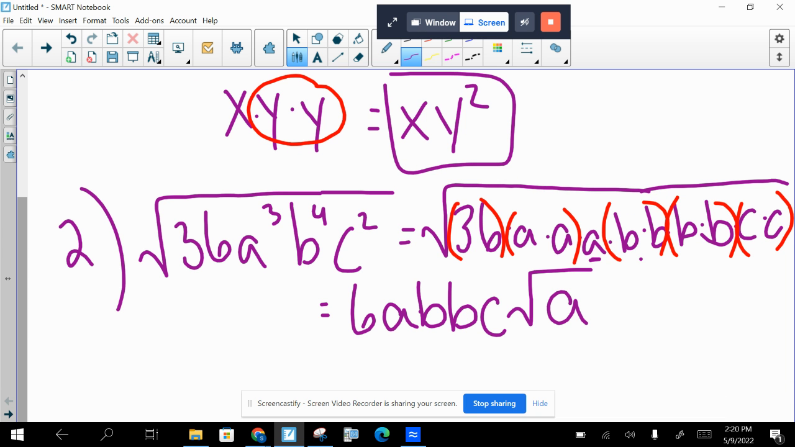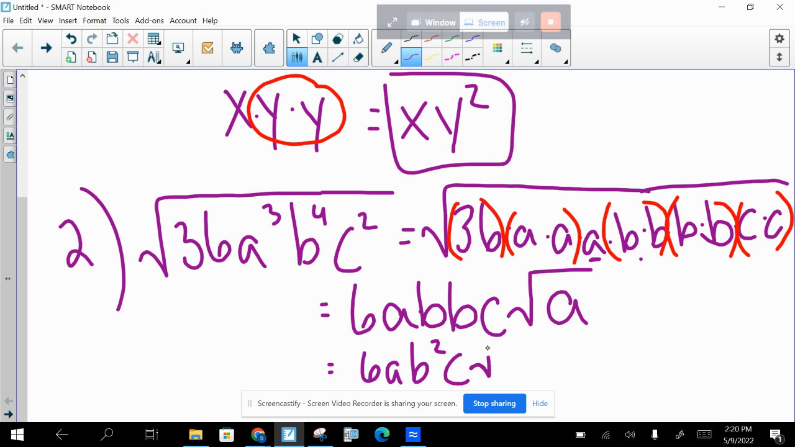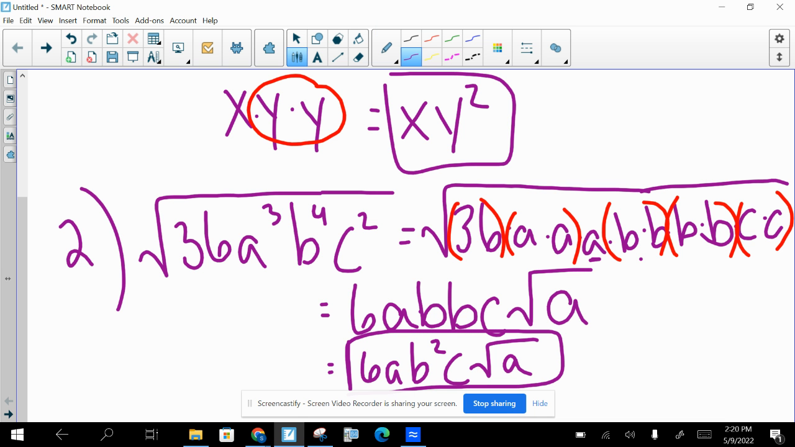And just like we combined the Y's in the first example, we're going to combine the two B's. So that's 6A, B squared, C, square root A. That would be your final answer. So hopefully that is making a little more sense.